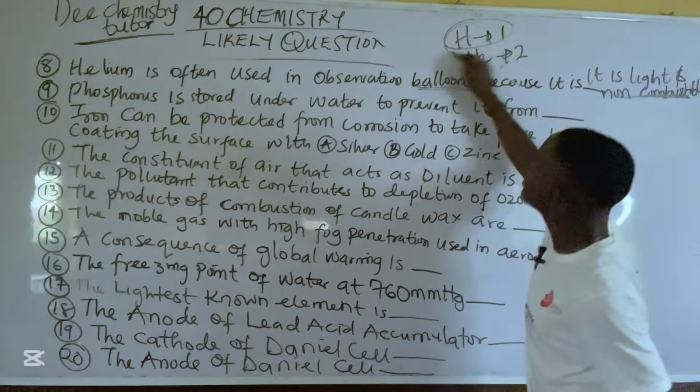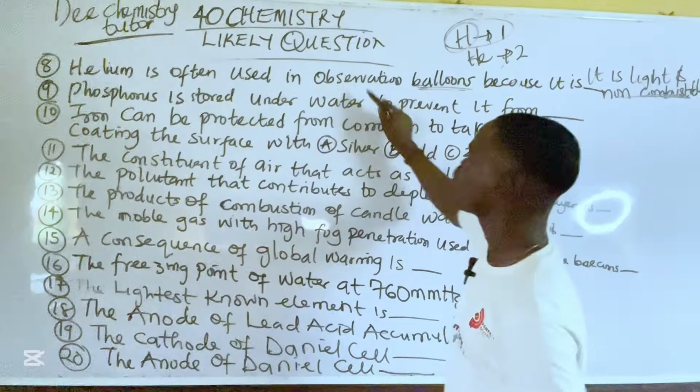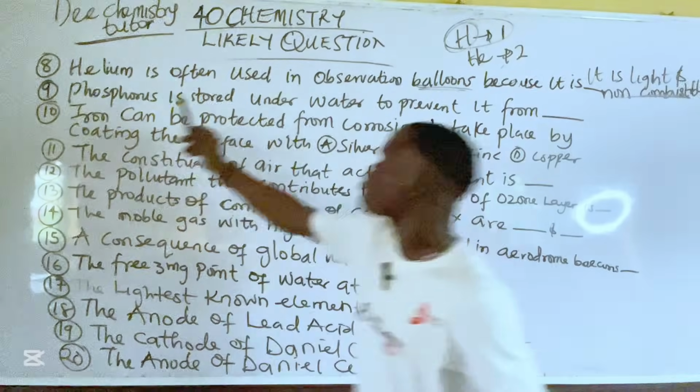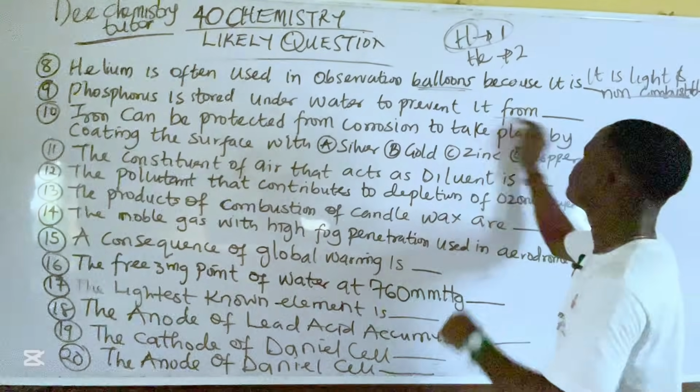Unlike hydrogen that is easily combustible. Okay, so that's why we prefer to use what? Helium. Number 9, sorry. Phosphorus is stored underwater to prevent it from dash.